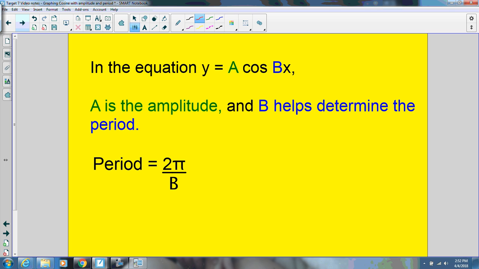Just like we did in the last lesson, remember the A value is the amplitude. The B value helps determine the period. So that formula for the period is going to be 2 pi divided by the B value.